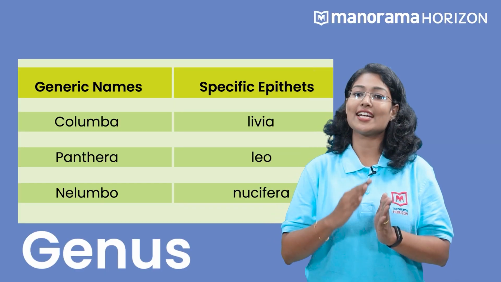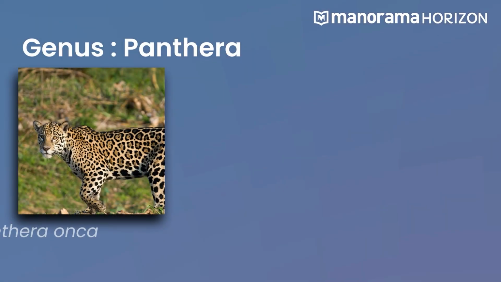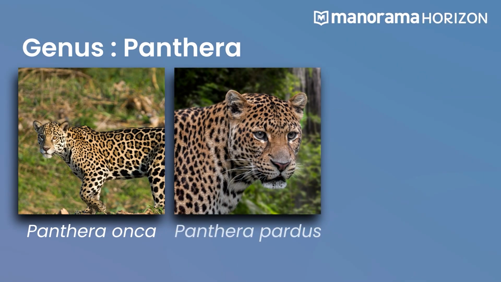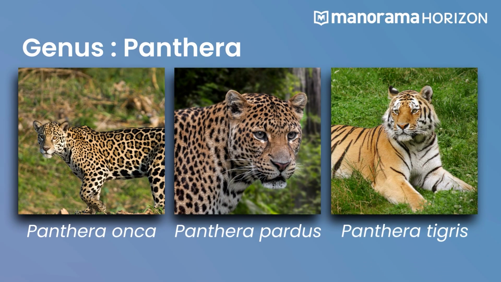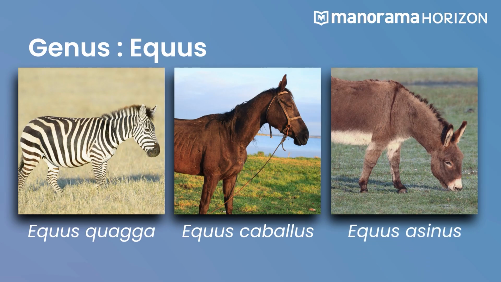Genus is the next higher level of taxonomy. Each genus may have one or more specific epithets which represent different organisms. So the term genus refers to a group of closely related species. For example, Panthera onca, Panthera pardus, Panthera tigris belong to the genus Panthera. Equus quagga, Equus caballus, Equus asinus belong to the same genus Equus.